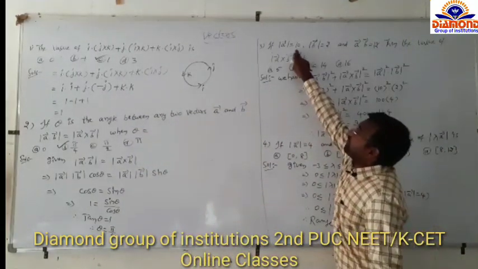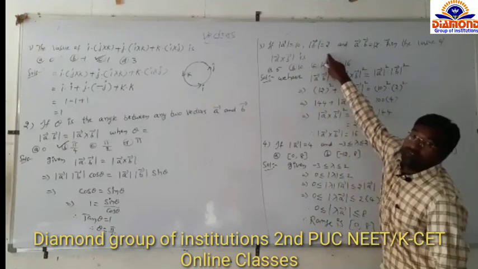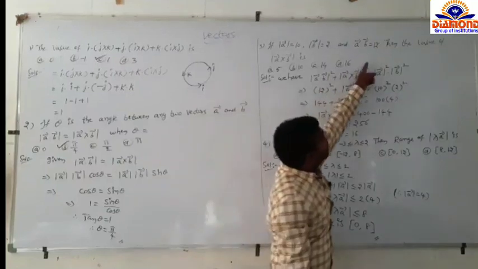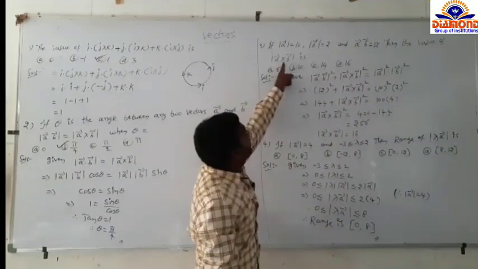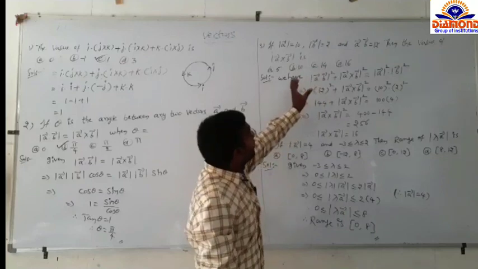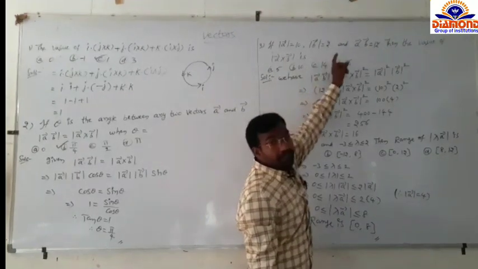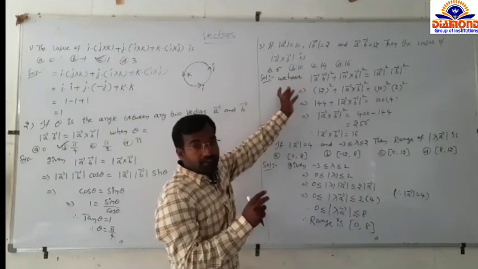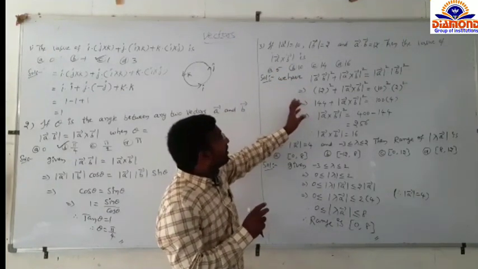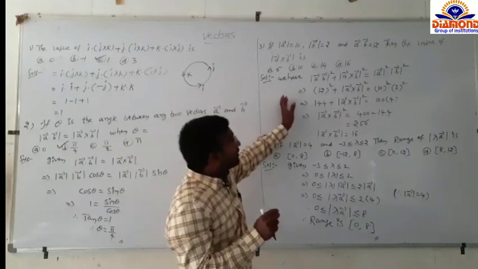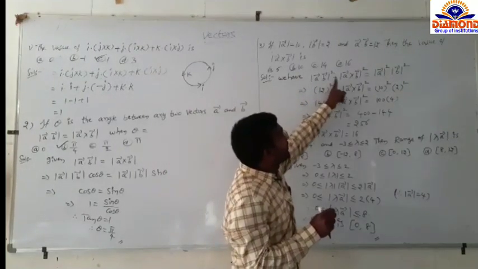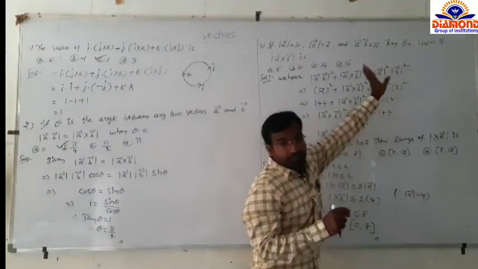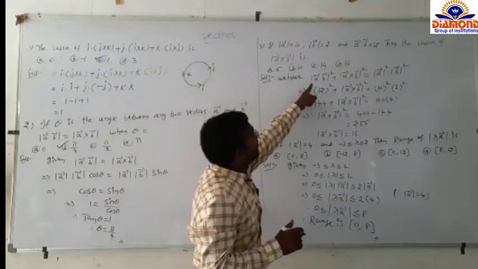If mod A equals 10, mod B equals 2 and A dot B equals 12, then the value of modulus of A cross B is. In the data, mod A, mod B and A dot B are given. Find A cross B. You can use the relation between the dot product and cross product: modulus of A dot B whole squared plus modulus of A cross B whole squared equals mod A squared into mod B squared.